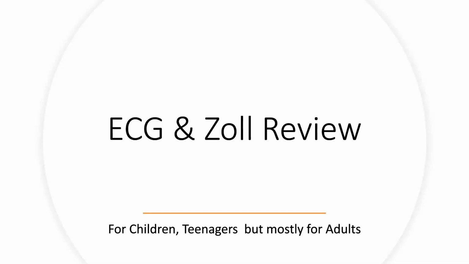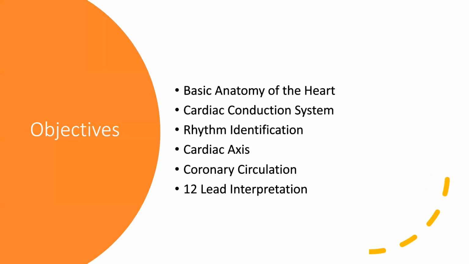So when we do get into some rhythm interpretation, if anybody has any questions or want to work through some of them with me, please type up. We're going to move on to what our objective is today. We're going to review some basic anatomy of the heart, review the cardiac conduction system, practice some rhythm identification, discuss cardiac axes, not my favorite thing, and coronary circulation, and we'll do some 12-lead interpretation by the end.